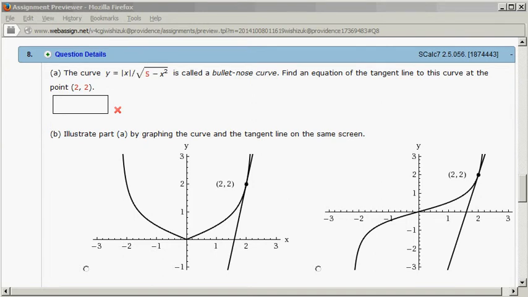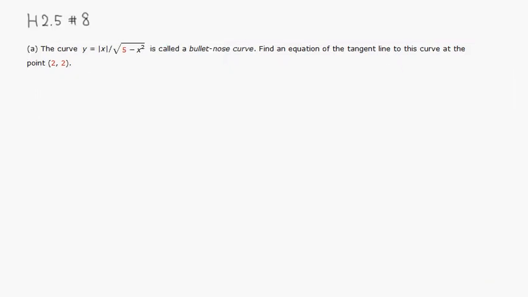Alright, let's look at homework 2.5, problem number 8. We have this curve, y equals absolute value of x over square root of 5 minus x squared, and we want to find an equation of the tangent line to the curve at point (2, 2). So let's do that.